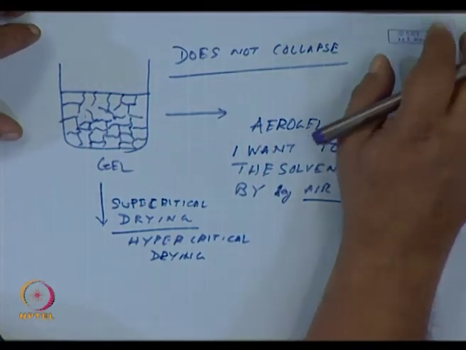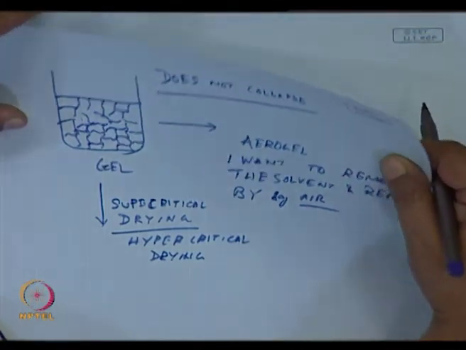Now, due to intellectual property IPR requirements, I cannot show you a hypercritical drying vessel available in open literature. But those of you who are interested, look up Google images and see hypercritical drying. You get plenty of images over there of the hypercritical drying equipment.